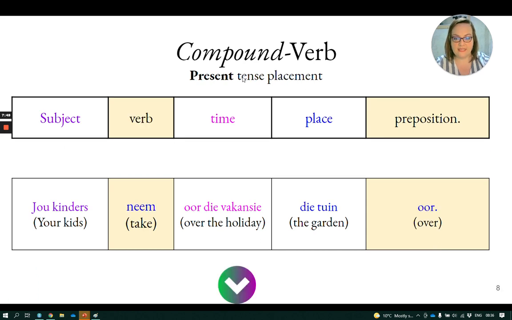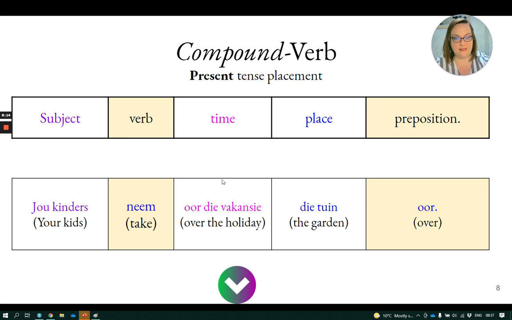Let's look at present tense. The word here is oorneem. Neem being the verb, so you're putting that in the second place, and you're popping the oor to the end of the sentence. Jou kinders neem oor die vakansie die tuin oor. Your kids are taking the garden over this holiday.